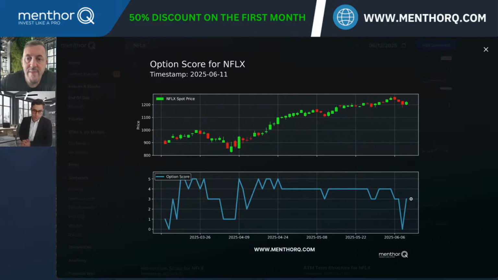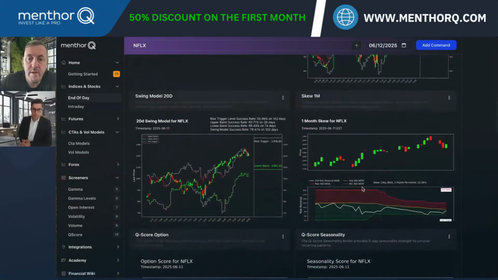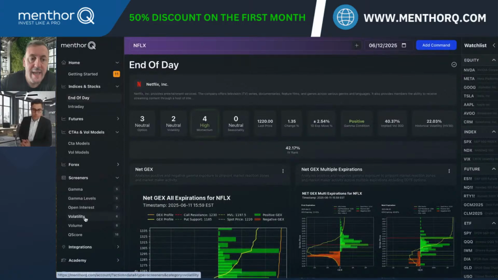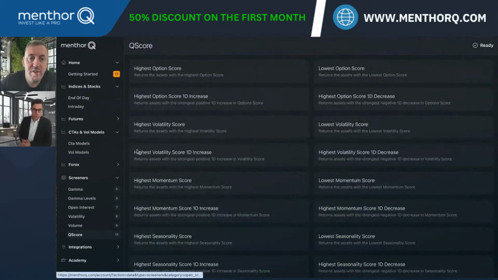So understanding what happens here, and of course, you see as the option score went bearish, the trend started to fade. Now we're back into a neutral territory, and then we can see what's going to happen to Netflix now in the next few days, for example. But it all comes from one of the screeners that we saw here.